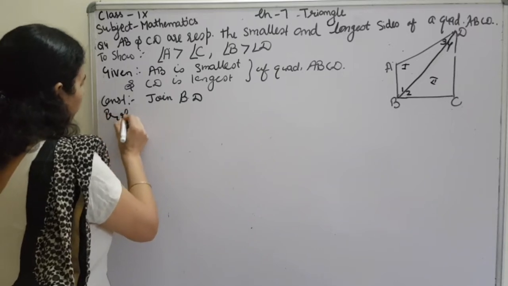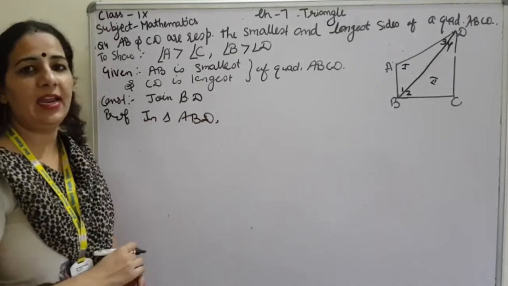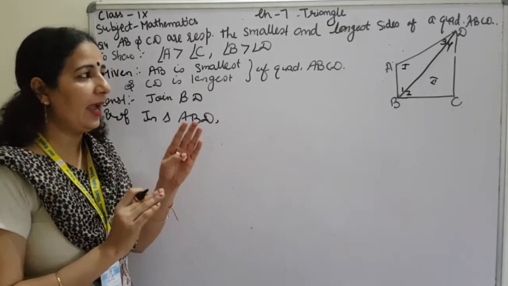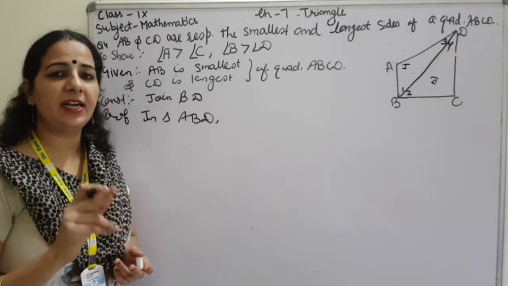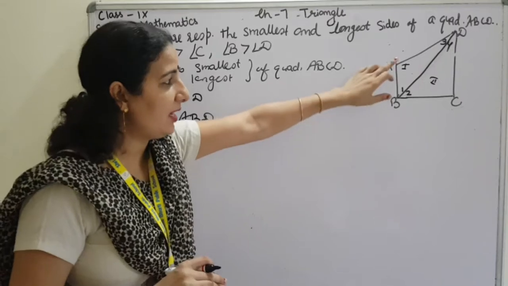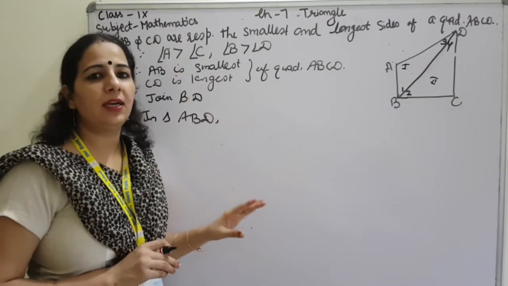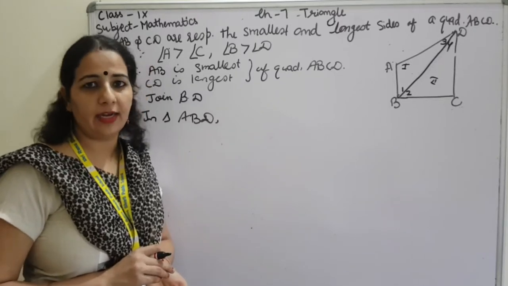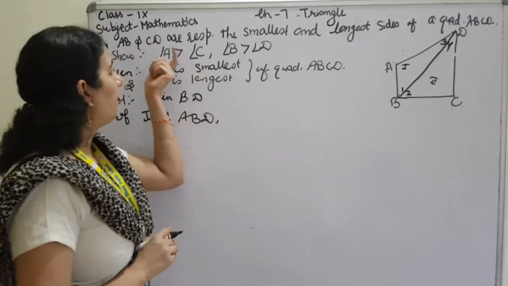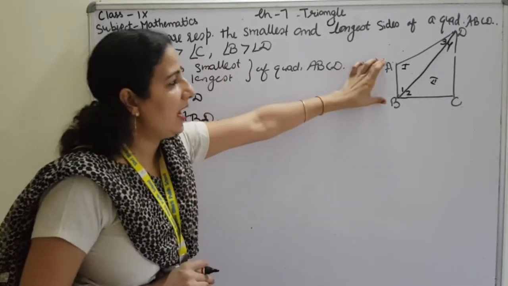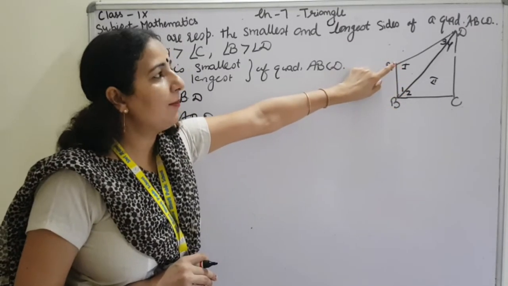And how will we solve it? Let's start the proof. In triangle ABD, we can't compare BD with any side because BD is the fifth side. I know that BD is greater than AB. It is clearly visible in the diagram. But visibility doesn't mean that we can take BD as greater than AB. Our information is that AB is the smallest, not about BD. We can't say anything about BD, but yes, I'm sure for AD.